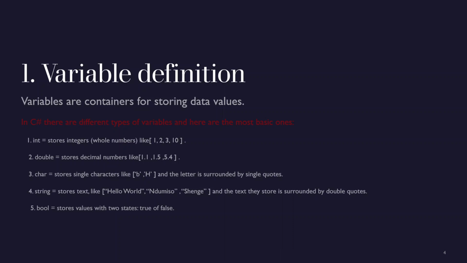The fourth one we have is string. A string stores text like hello world, Dumiso Shenge, and the text they store is always surrounded by double quotes. Just like chars, if you do not surround the text with double quotes, the compiler will not know what you want it to do with it. Then the fifth one we have is bool, which stores two states, which are true or false.